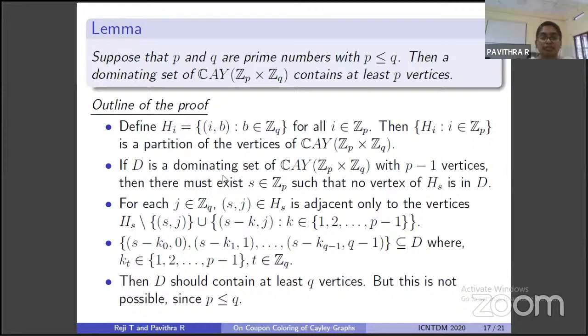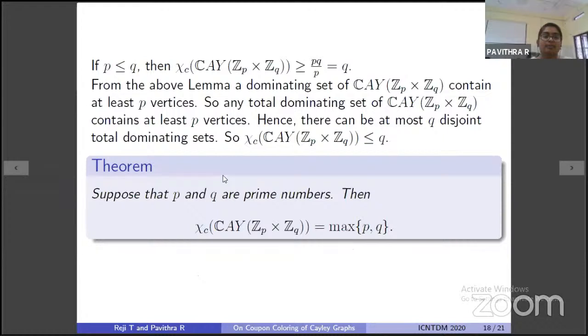For this, we first prove this lemma. Suppose that p and q are prime numbers with p less than or equal to q, then a dominating set of Cayley graph of Zp cross Zq contains at least p vertices. Using this lemma, if p is less than or equal to q, we have already seen that there is a lower bound, and chi-c of Cayley graph of Zp cross Zq is greater than or equal to pq by p, that is equal to q. From the above lemma, we can say that a dominating set of Cayley graph of Zp cross Zq contains at least p vertices.